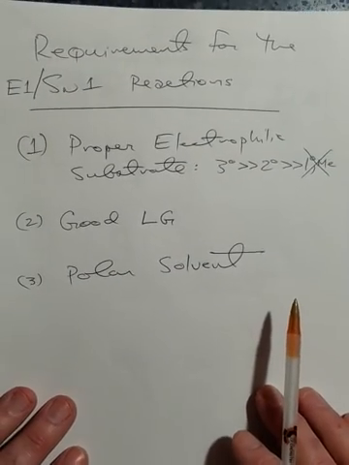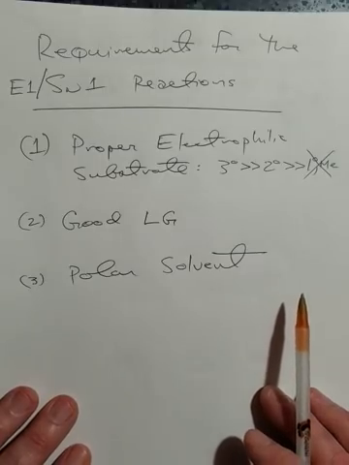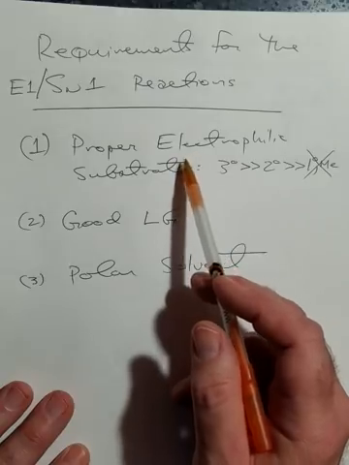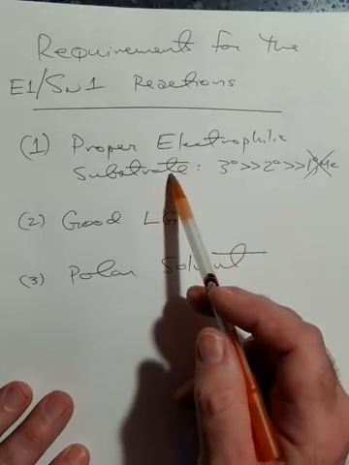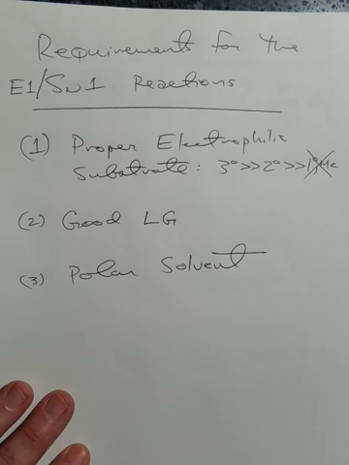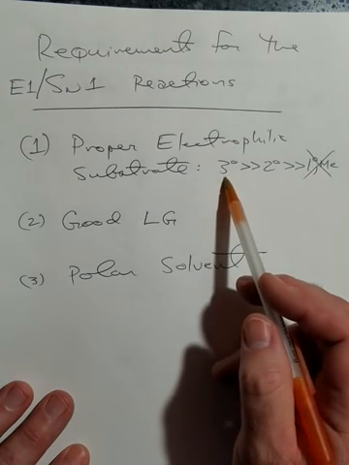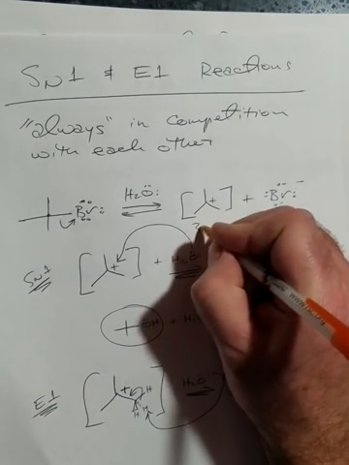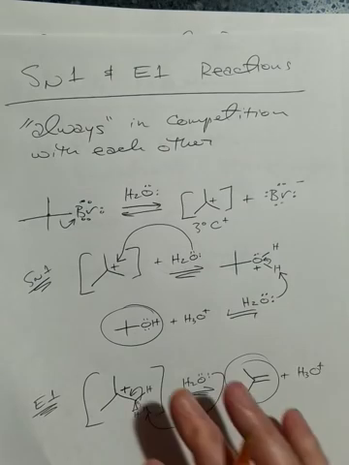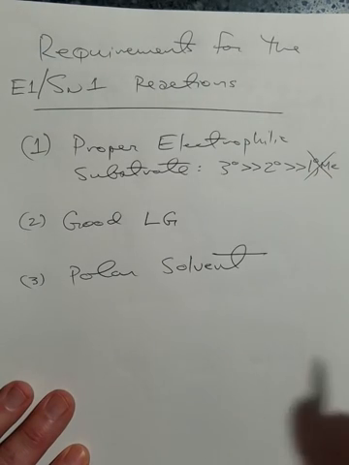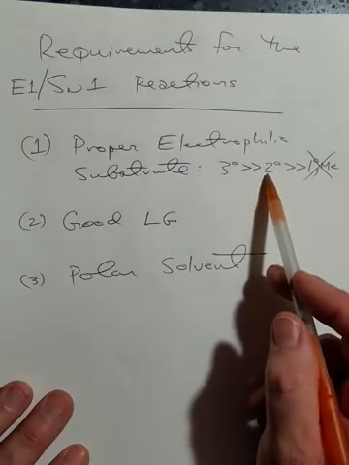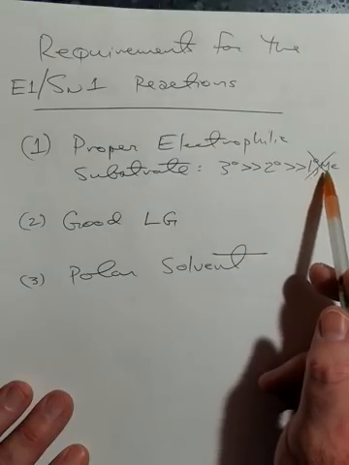What are the requirements for the E1 and SN1 reactions? Well, we have to have a good electrophile. That's a proper electrophilic substrate. And as we saw in the last example, tertiary substrates work well, and that's because the tertiary substrate will form a tertiary carbocation. This species right here is a tertiary carbocation, and we know that as far as carbocation stabilities go, tertiary carbocations are better than secondary, which in turn are better than either primary or methyl cations.